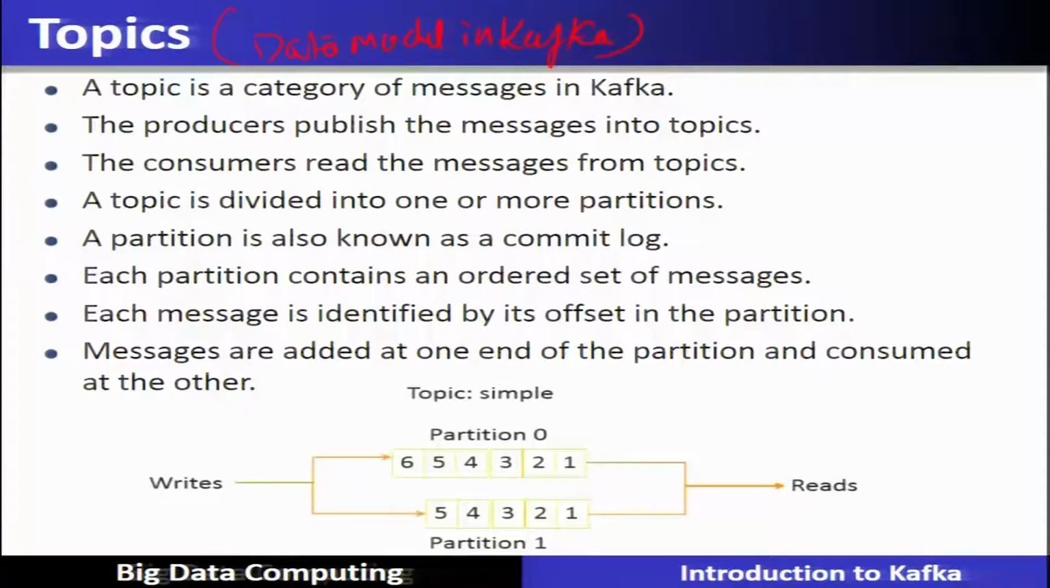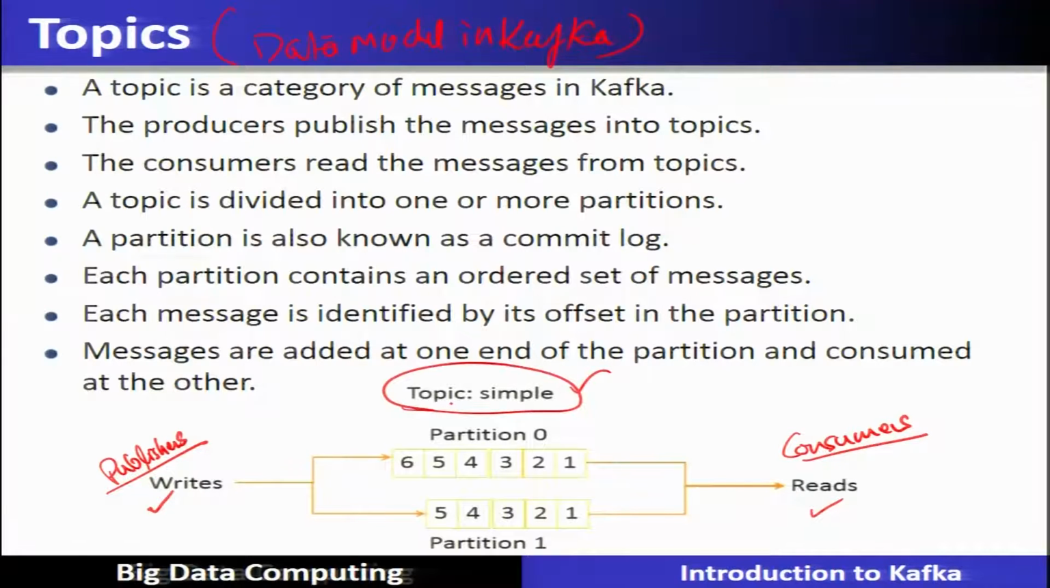Let us understand the concept of topics and partitions with this simple example. The publishers publish the messages into the topics, so the publishers do the write operations on the topic, and the consumers read the messages out of the topic. So the write operation is related to the publisher, and the read operation is related to the consumer. The topic is divided into one or more partitions. For example, this topic is divided into two partitions, partition 1 and partition 2. Each partition is known as the commit log. So a partition is nothing but a commit log.